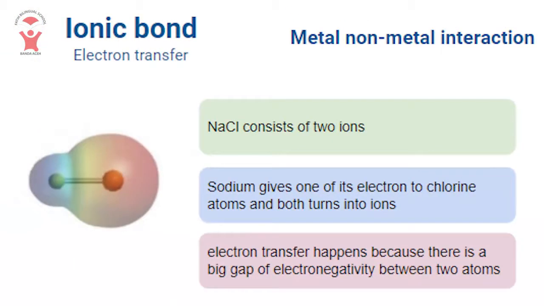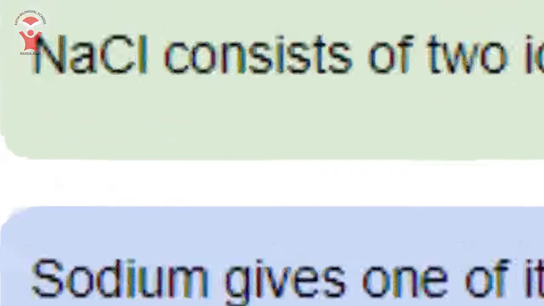Let's take a look at sodium chloride. Inside, there are two ions that comprise this ionic compound. Sodium loses one of its electrons and gives it to the chlorine atom, and thus both sodium and chloride ions are formed. This electron transfer happens because there is a big gap of electronegativity between the two atoms. All salts generally have ionic bonds as their main interaction to glue them together.